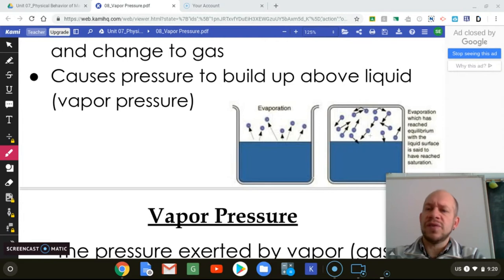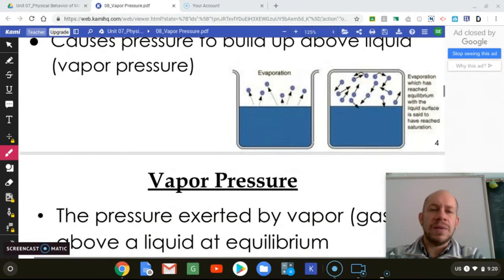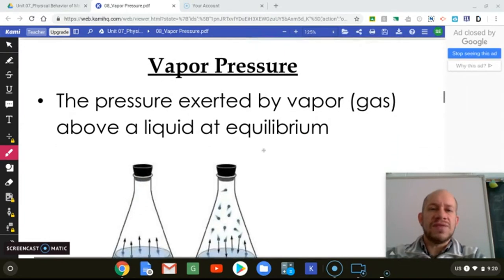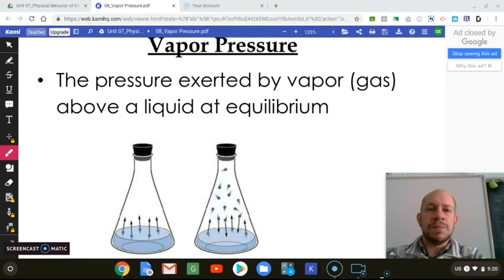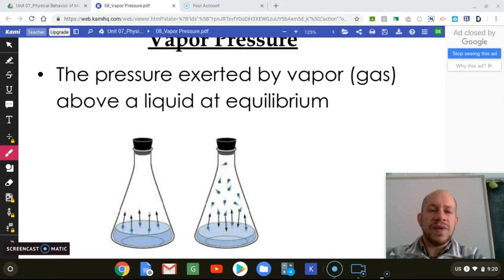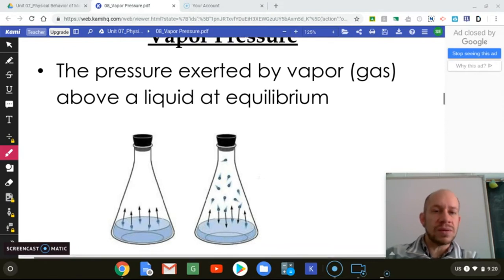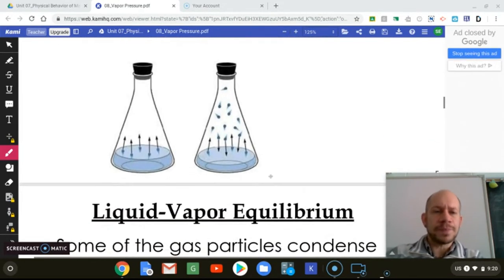So that's like if you have your closed water bottle and you see condensation building up on the inside, that means I have an equilibrium between gas and liquid inside that bottle. So vapor pressure is defined as the pressure exerted by the vapor or the gas above a liquid at equilibrium. If I close a container, I can actually measure the vapor pressure of a liquid, and each liquid will have a different vapor pressure due to its evaporation because they have different IMFs.